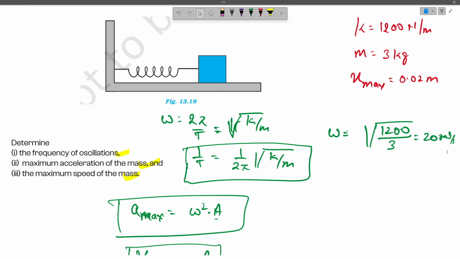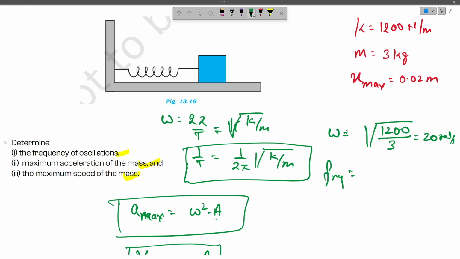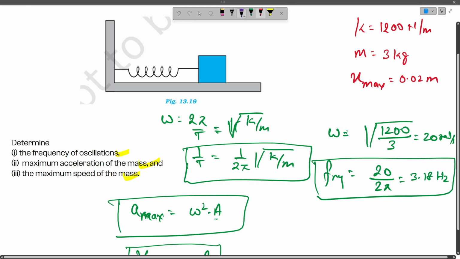Now the calculation of frequency. We know the value of 2 pi, so that would be equal to 20 by 2 pi, and that equals 3.18 hertz. So this is the solution for the frequency.